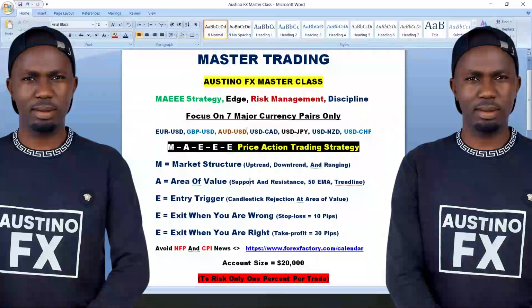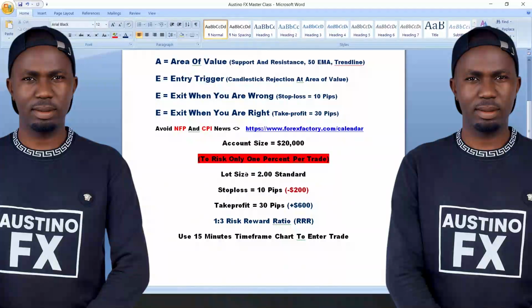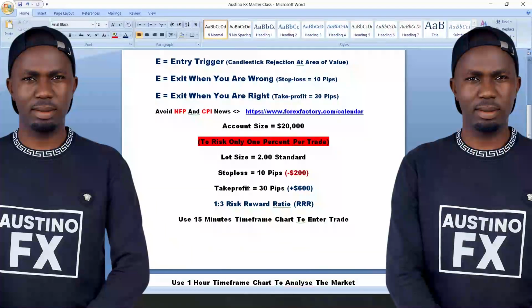Like I said, I trade only 7 currency pairs. I don't trade any other pair. I have only one trading strategy, which is the MAEE formula. I don't have any other strategy. And also, I follow my risk management and my risk reward ratio. So I don't care what the market does. I don't care if the market moves 500 pips. I don't care if the market moves 300 pips. All I need is 30 pips and I am done, right? That is what I mean by risk reward ratio.